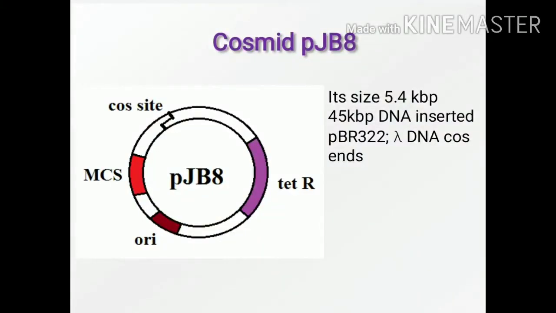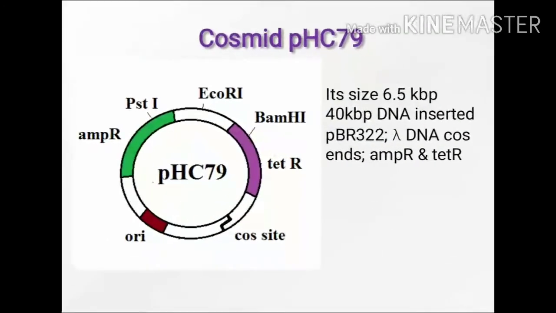Cosmid pJB8 is constructed from pBR322 and cos ends of lambda DNA. Here the tetracycline resistance gene is included, along with the origin of replication and a multiple cloning site into which 45 kilobase pair foreign DNA can be inserted. The size of this cosmid is only 5.4 kilobase pair.